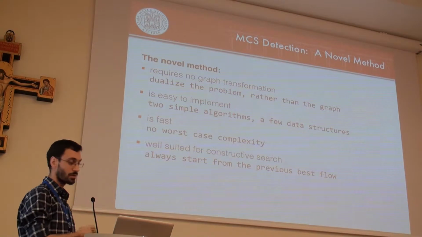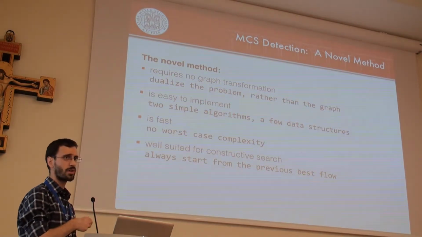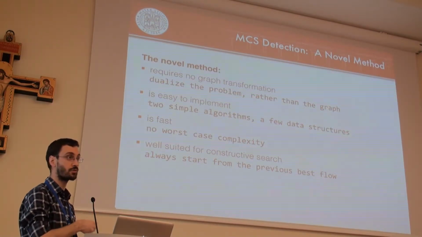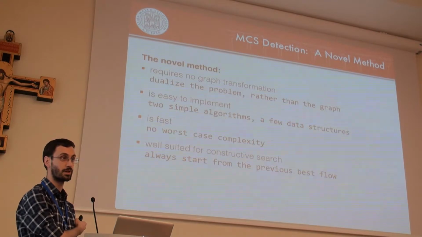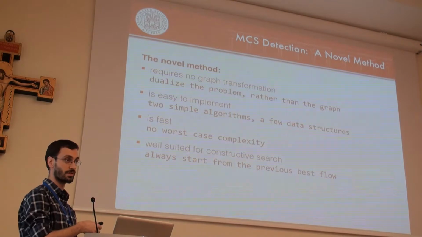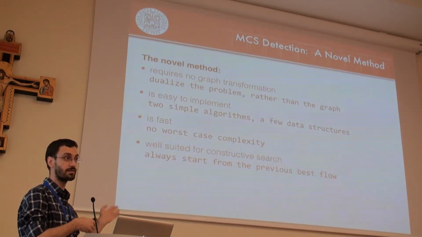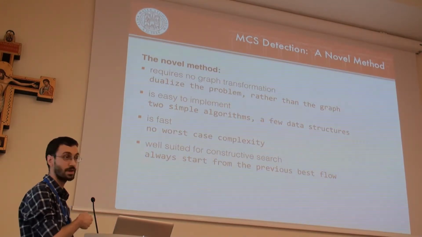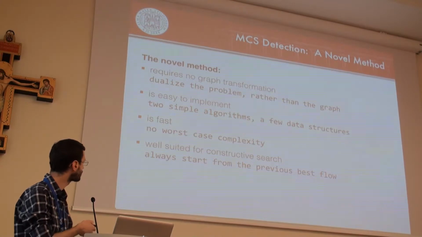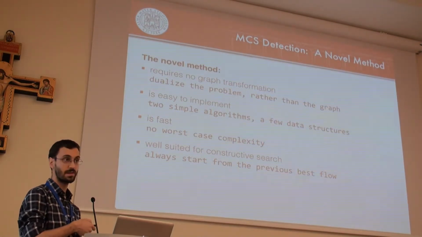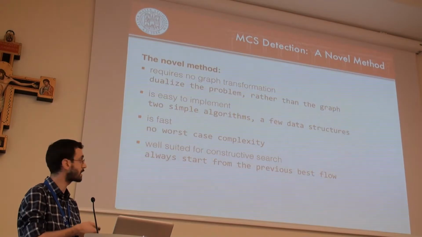So what is nice about this novel method? First point, it requires no graph transformation. You have no overhead here because we are running the algorithm basically on the simple temporal network. It is easy to implement. You don't need many data structures, and the algorithms themselves are very easy. The flow minimization can be implemented in a couple of loops, and the greedy minimization is the same. It is fast because, well, it is pseudo-polynomial in principle, but in practice it is very, very efficient. We can consider it to be polynomial.